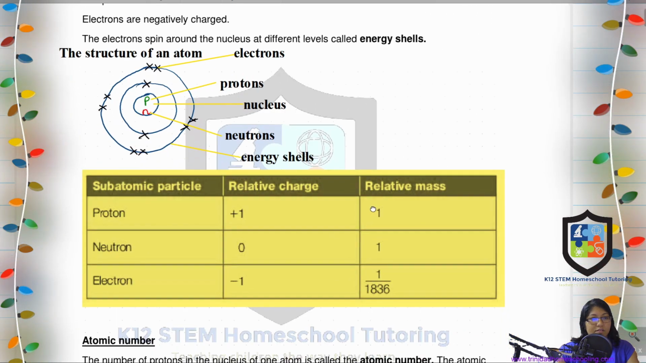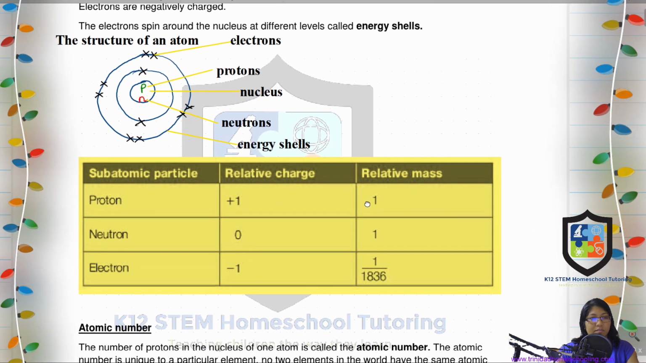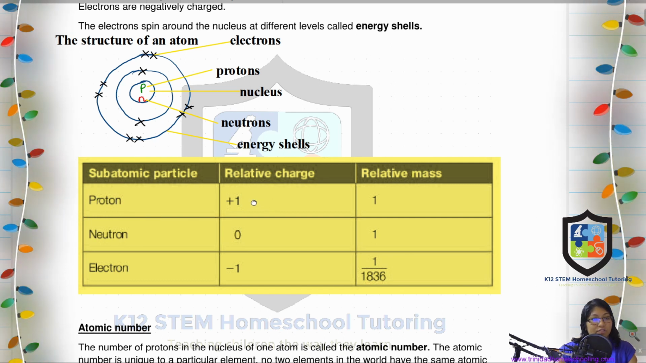Now let's look at the charges of each of these subatomic particles in the atom. So as we said above in the note, our protons have a positive charge, and the mass of a proton is said to be 1. A neutron has no charge. It's neither positive nor negative. It's just neutral. It also has a mass of 1.